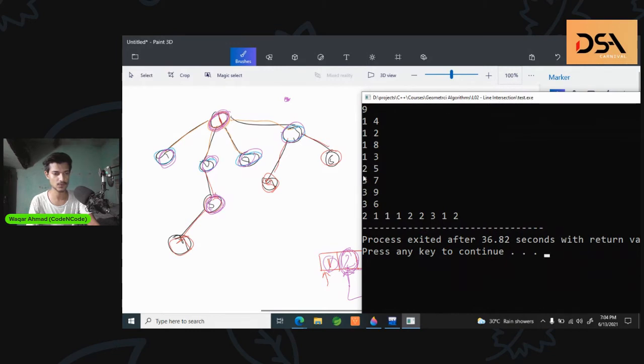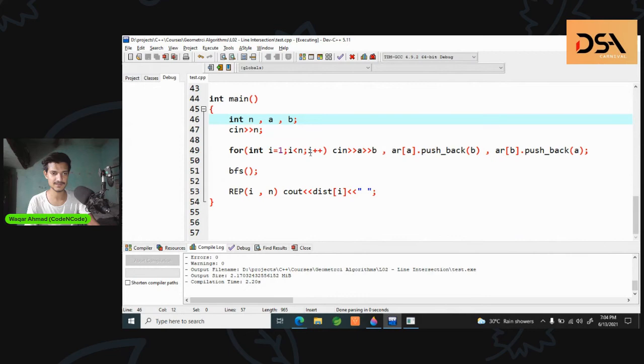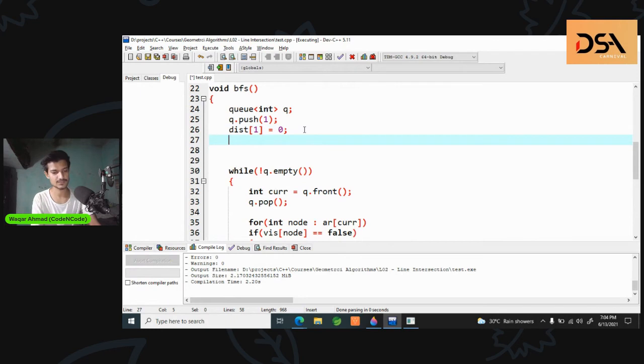The distance of node 1 should have been at least 0. Why is it not 0? Did we read n and then n minus 1 edges, a.push_back(b), b.push_back(a), then run BFS? There's a mistake in b. Oh, okay. Damn it. Sorry.